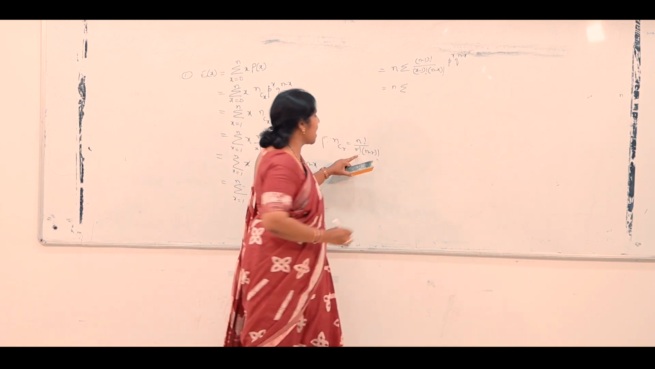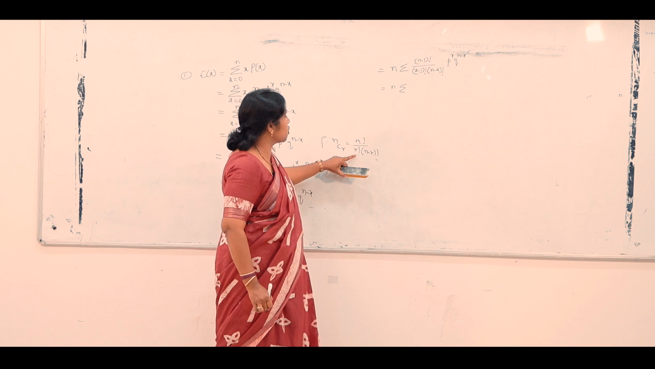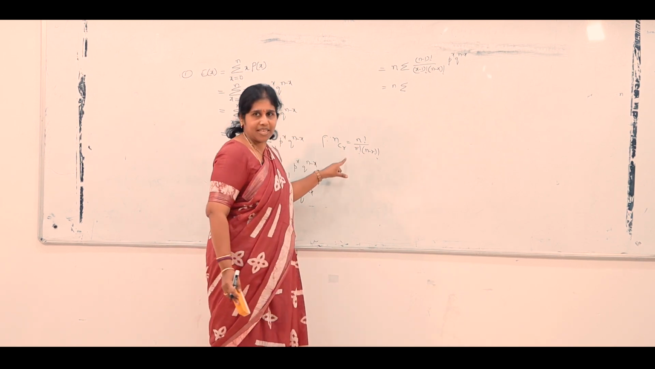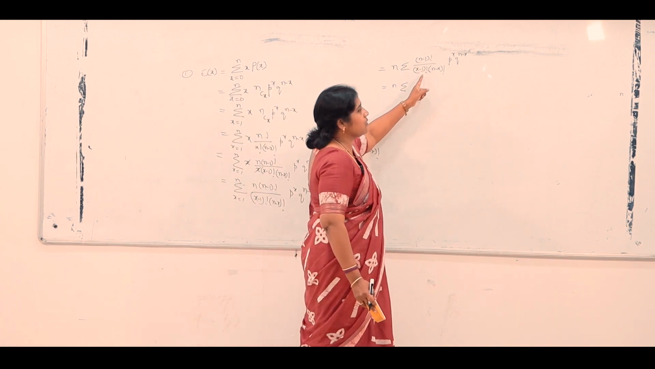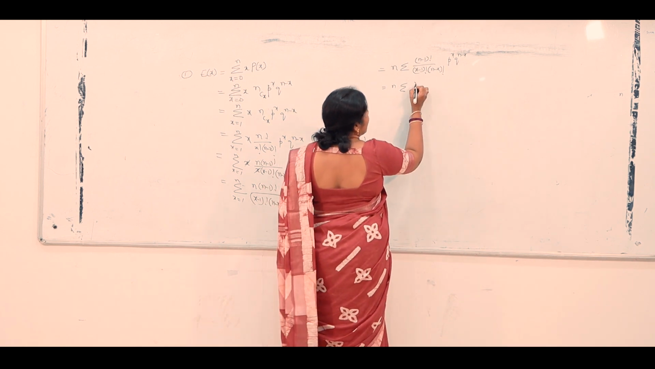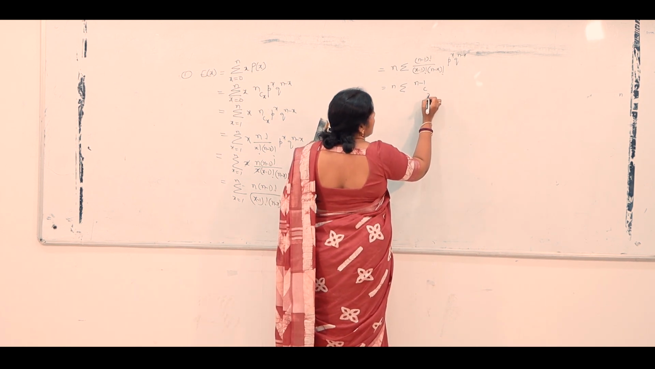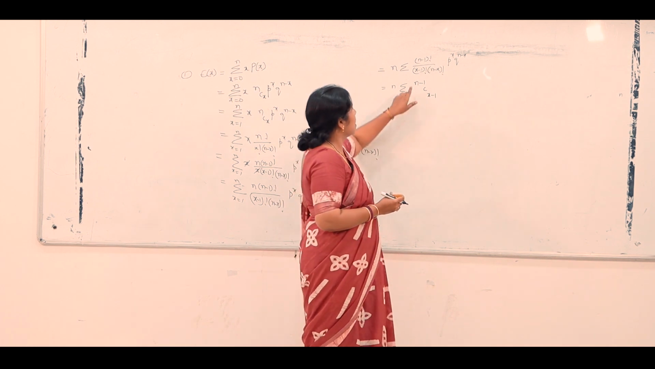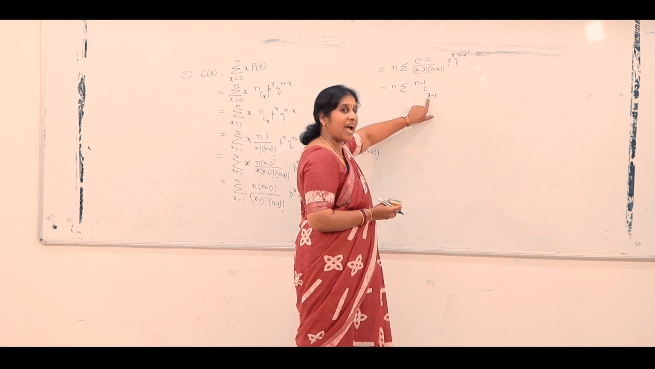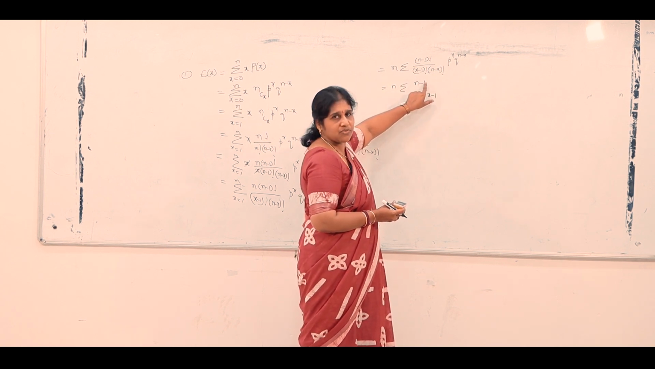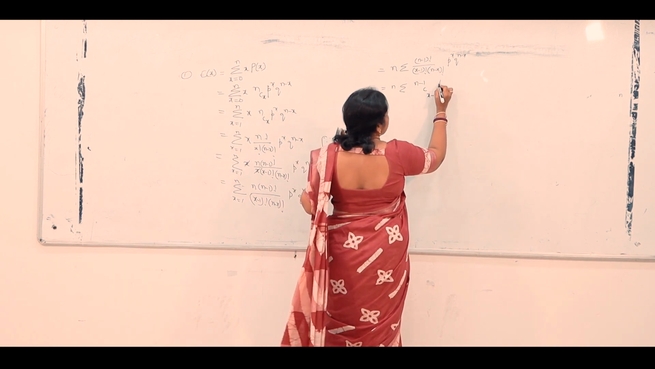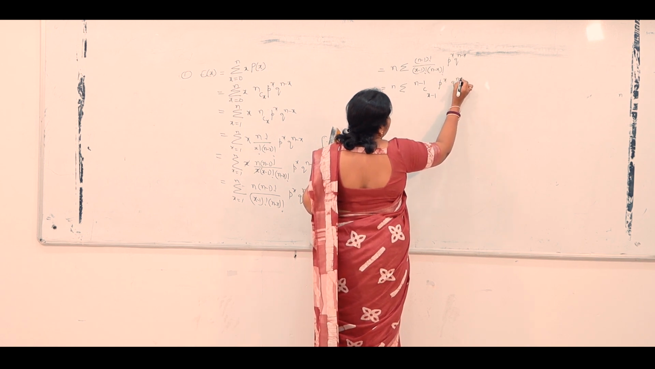Now, using your NCR formula, what do you have here? N factorial by R factorial into N minus R factorial, you can write it as NCR. In a similar manner, N minus 1 factorial by X minus 1 factorial into N minus X factorial, you can write it as N minus 1 C X minus 1. If you expand this, N minus 1 factorial, X minus 1 factorial, N minus 1 minus of X minus 1. So, minus 1 plus 1 will be cancelled out. You will be left with N minus X into P power X Q power N minus X.